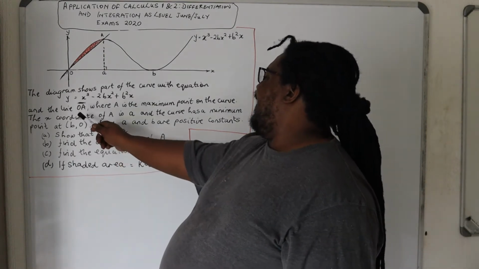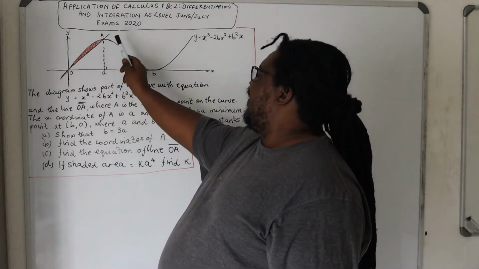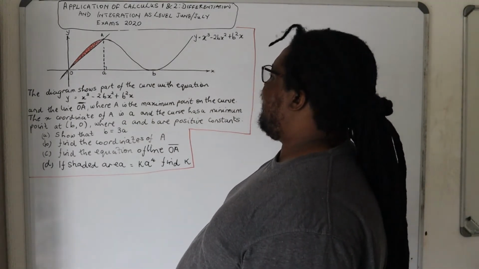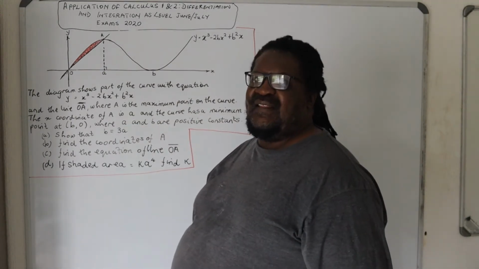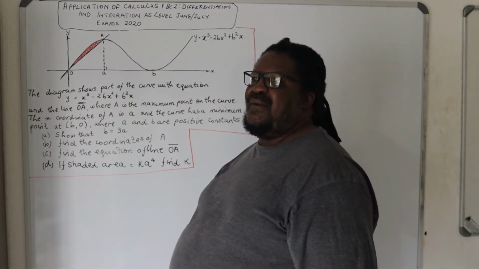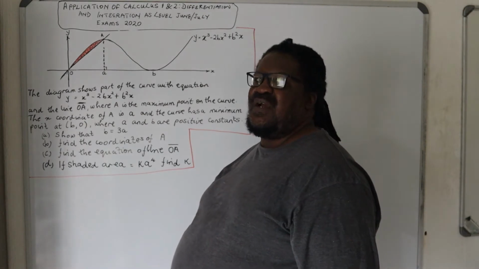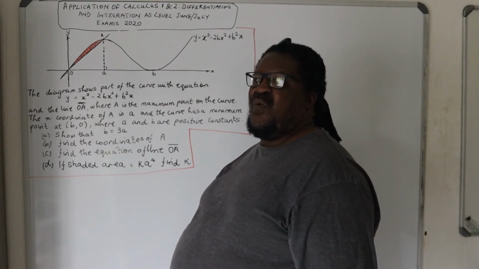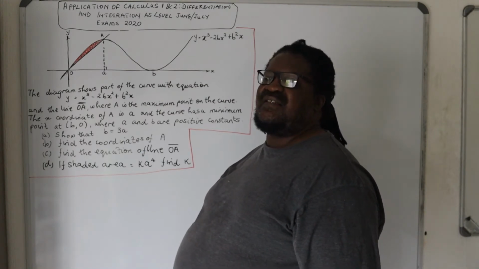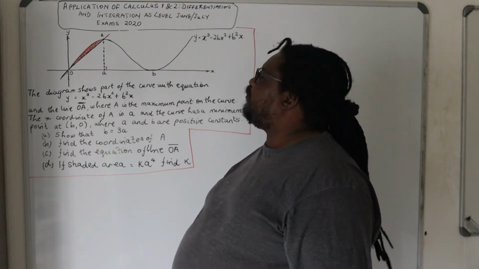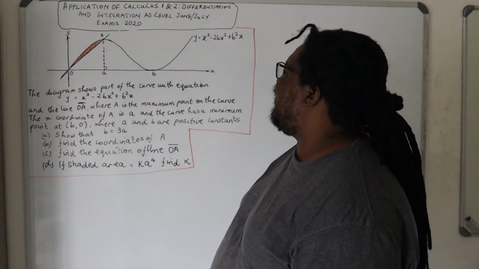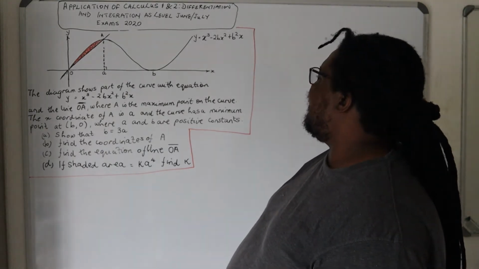And the line OA, you know that that is the line, and from our previous engagement we know once we hear the word line, we know that its equation is y is equal to mx plus c, where m is the gradient of the line and c is the y-intercept, that is the value of y when x is equal to 0.